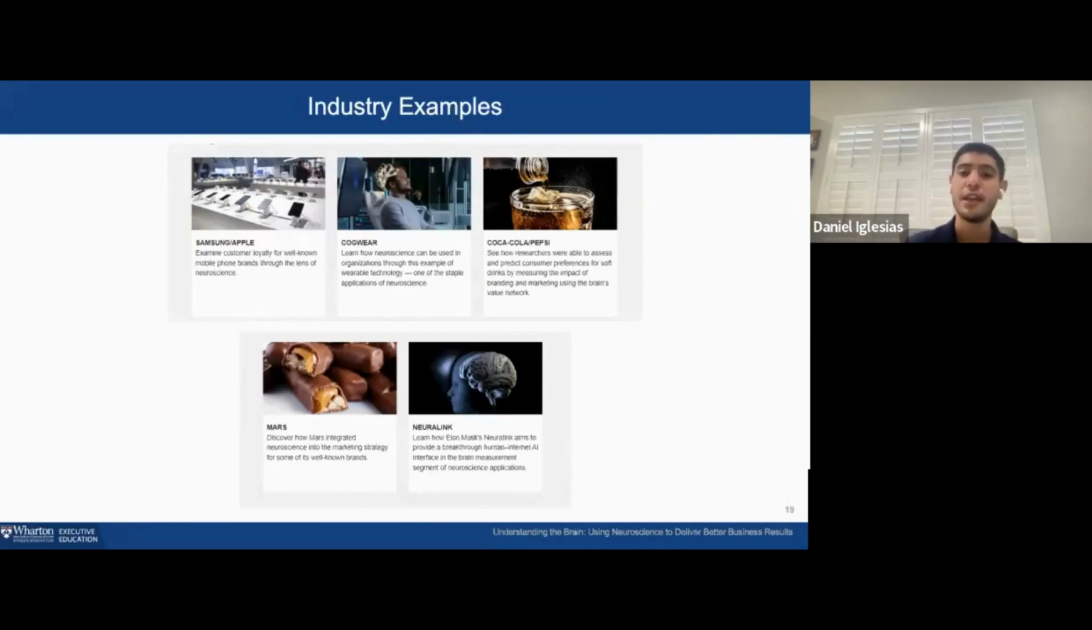Apple users. In addition to that, we'll look at Cogware, which Professor Platt has worked for over a decade on founding, and it's a company that is currently empowering athletic programs to understand their athletes on the field and how they can optimize for improving their performance by understanding their brain behavior.